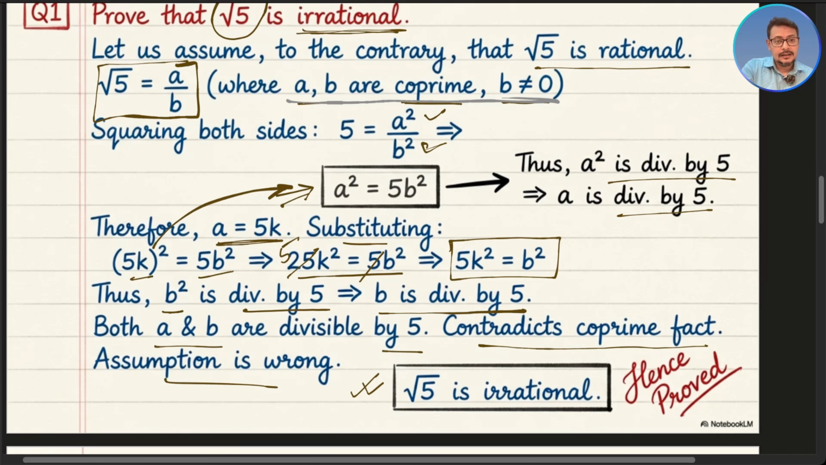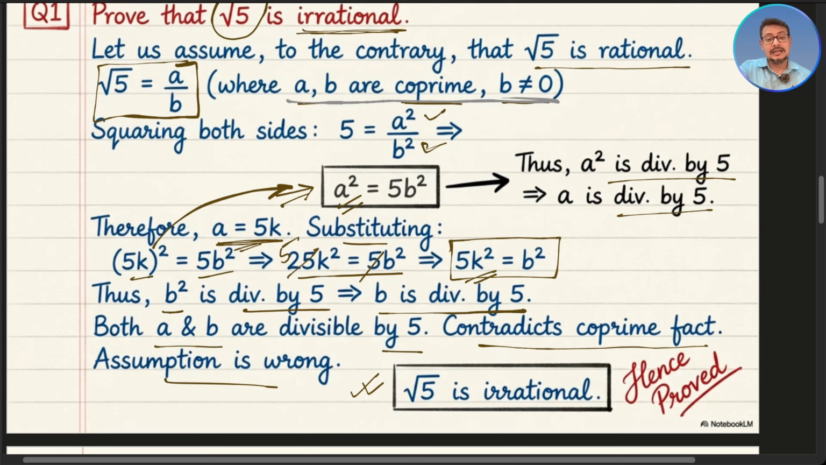Then, moving ahead, squaring both sides, 5 is equal to A square by B square, so A square is equal to 5B square. Thus A square is divisible by 5, therefore A is also divisible by 5 as per theorem 1.3. Now substituting A is equal to 5k into A square is equal to 5B square, we get 5k the whole square is equal to 5B square, so 25k square is equal to 5B square. Now the expression becomes 5k square is equal to B square. Here B square is divisible by 5, so again as per theorem 1.3, B will also be divisible by 5.